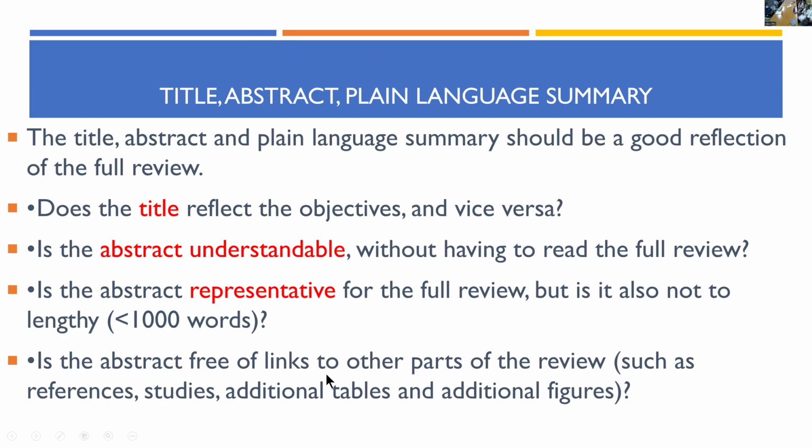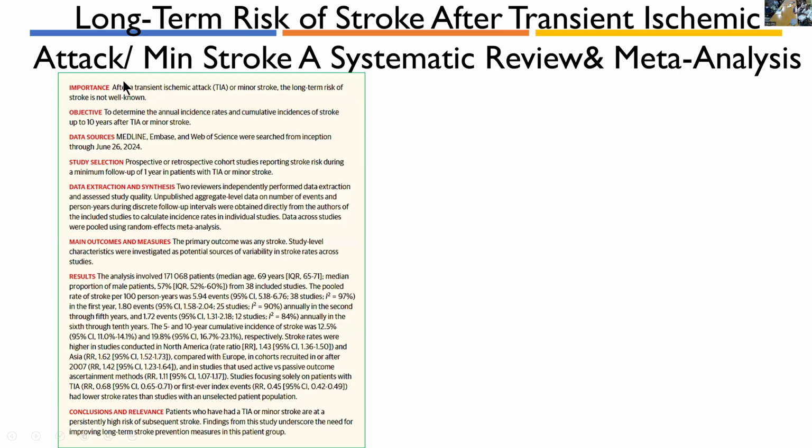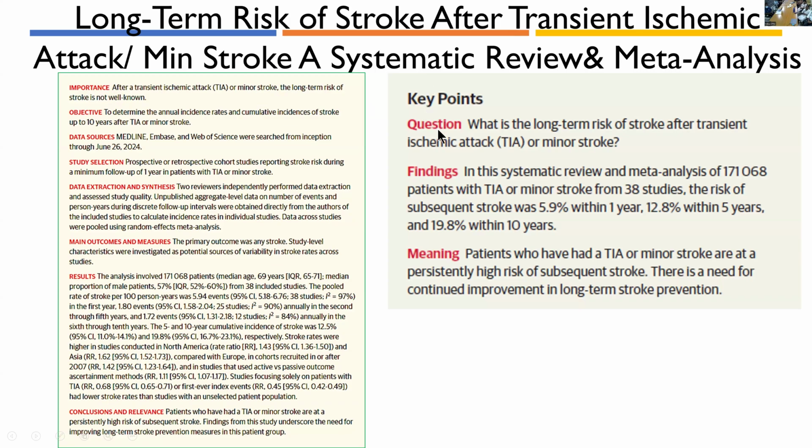The abstract should be free of links. You should not have references, additional tables or figures in an abstract. So let's have a look at the abstract. This is how JAMA does it: importance, objective, data sources, study selection, data extraction, main outcomes, results, and conclusion. It looks fairly well structured. And they have a separate section called key points.